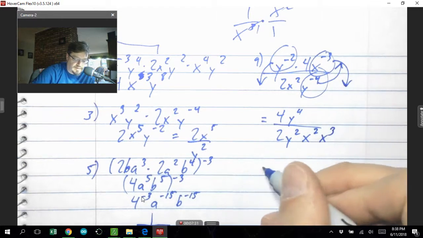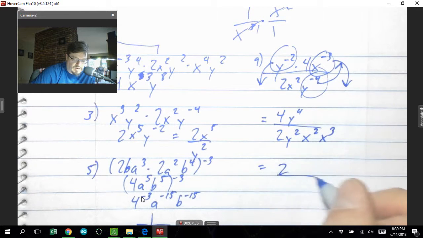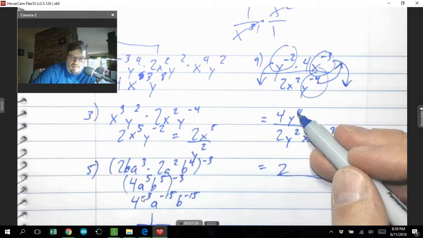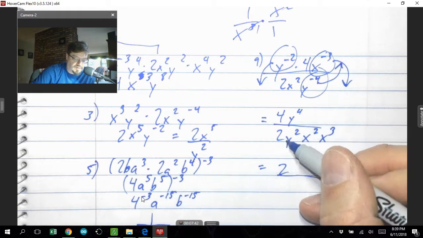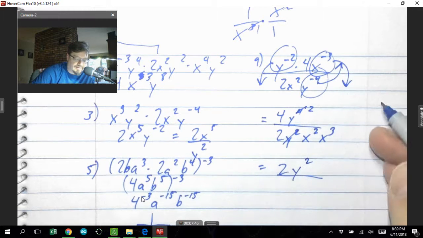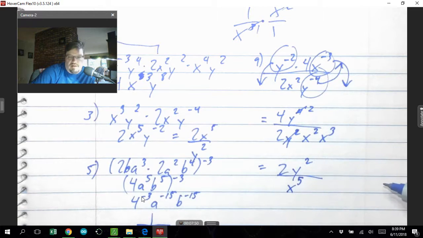Okay, so let's clean this up. You've got 4 over 2, which is just 2 on the top. Now you've got y's here, and it's top heavy, so this means that 2 of those will go away, but it'll lose 2. So you get y to the 2nd there. And then you're going to have a total of 5 x's being multiplied on the bottom, and that's it.